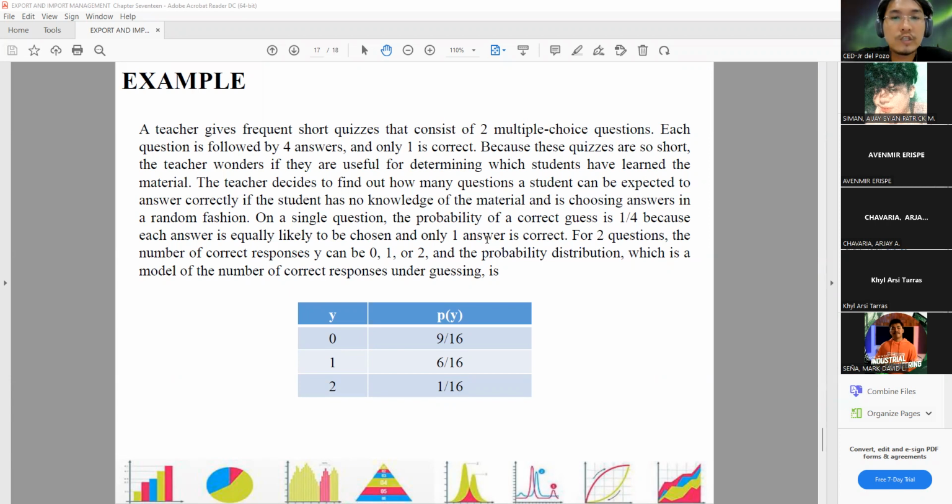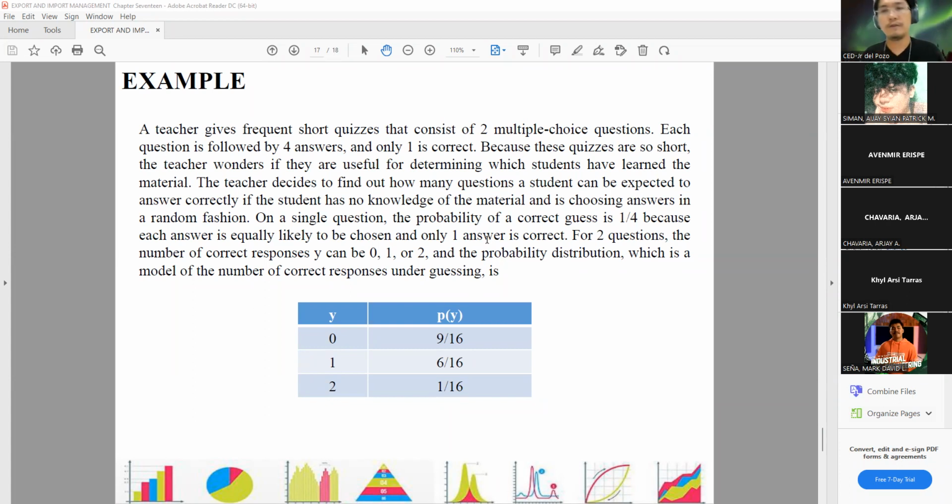On a single question, the probability of a correct guess is 1/4. Say A, B, C, D. Because each answer is equally likely to be chosen, only one answer is correct. For 2 questions, the number of correct responses can be 0, 1, 2, and the probability distribution, which is a model of the number of correct responses under guessing, is.